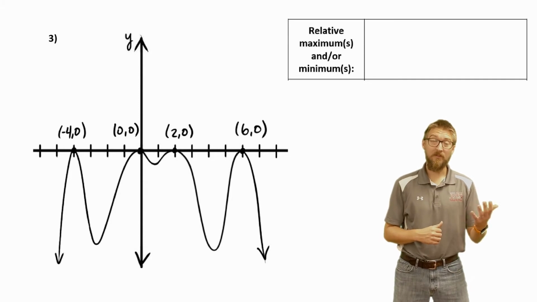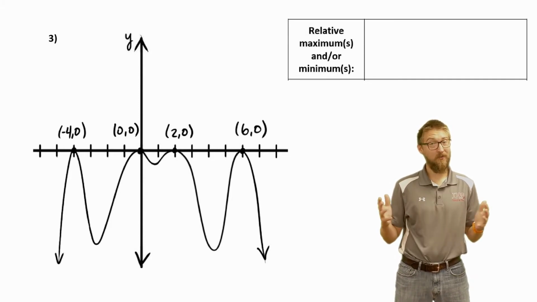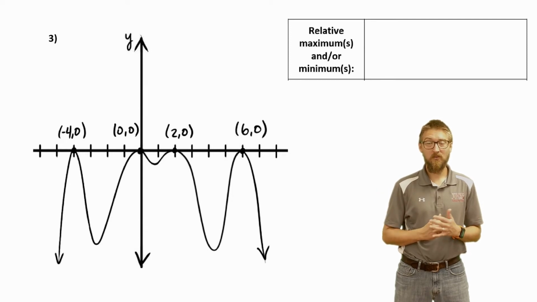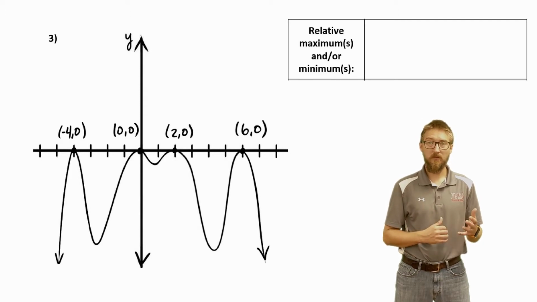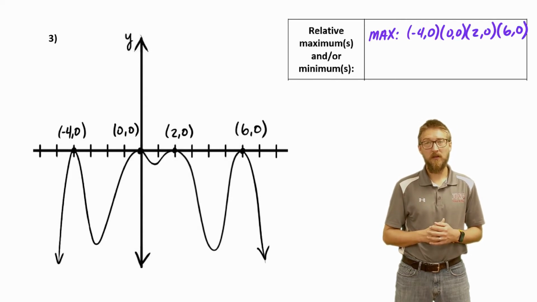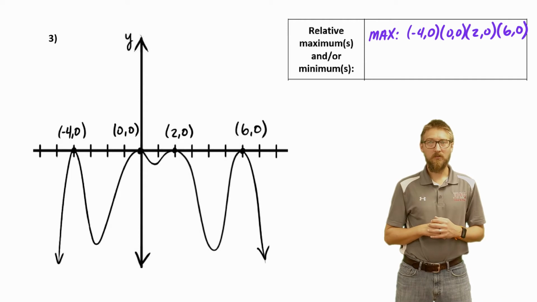Problem number 3 is like the Himalayas. We got a lot of action going on here. This is definitely a whole mountain range. And so for the maximums, the tops of these mountains, you can see that we're going to have 4 of them. The first happens at (-4, 0), and then at (0, 0). (2, 0) is another mountaintop, and those are pretty close together in terms of heights.